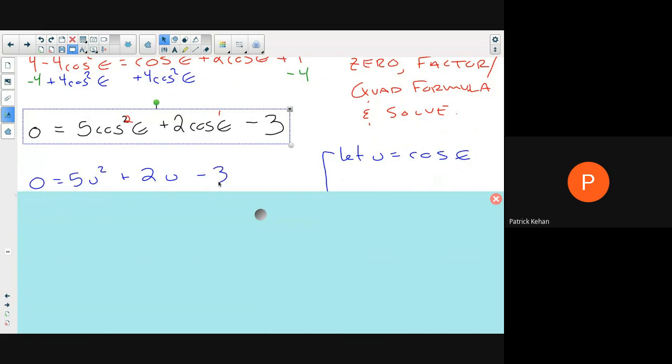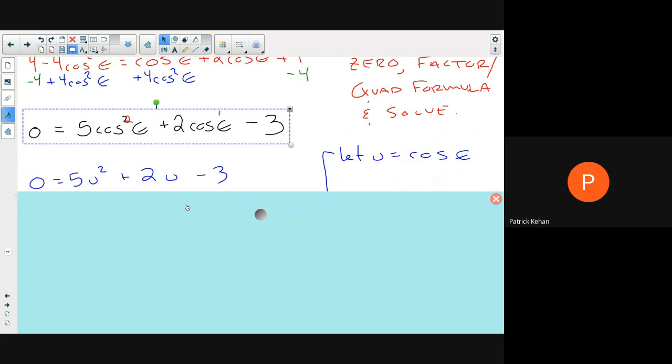Again, you can determine if this is going to factor by taking the product of the outer terms, 5 and negative 3. If you can find factors of negative 15 that add to positive 2, then this will factor. If you cannot, then you have to turn around and use the quadratic formula like we did in one of the previous examples.